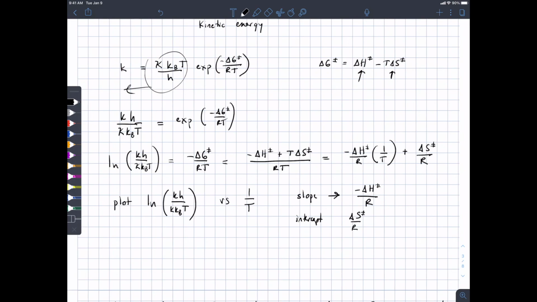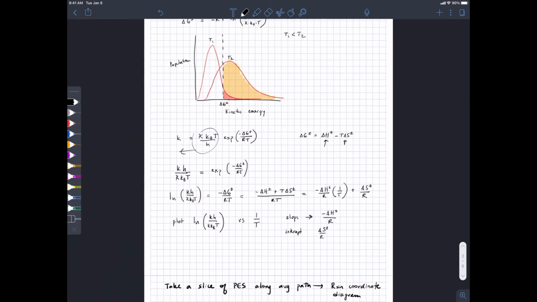is entropy, or changing disorder, right? You might expect that in our reaction of A and B coming together to make an activated complex, that entropy is going to be negative, right? Because you got to take two things and bring them together in a single activated complex. All right.